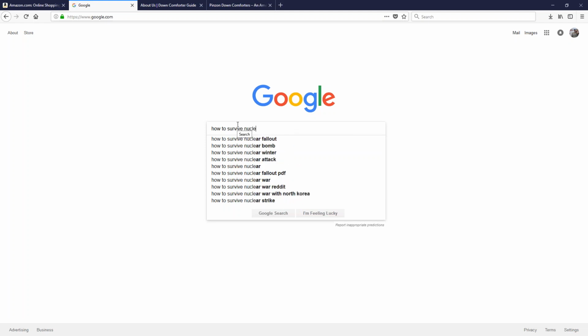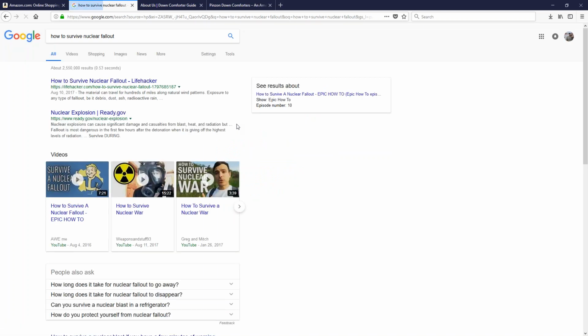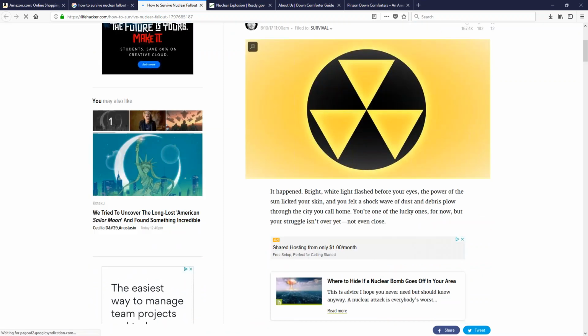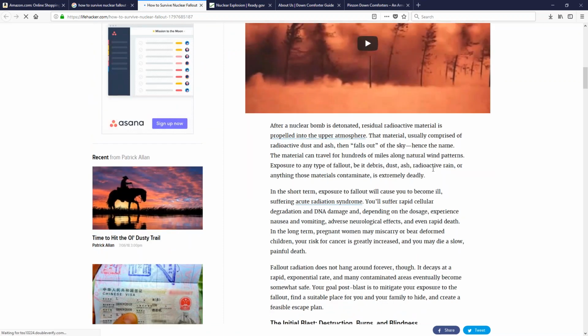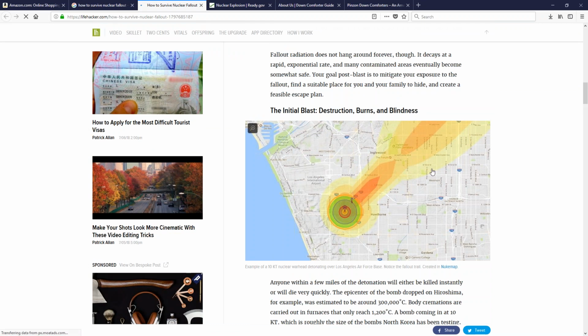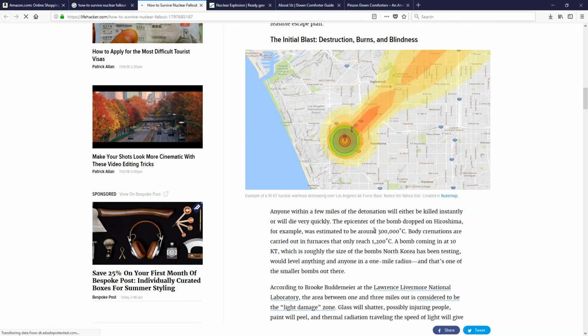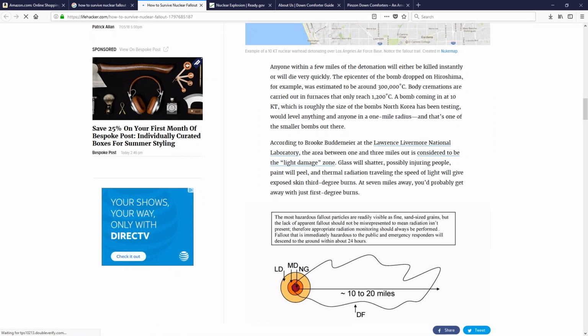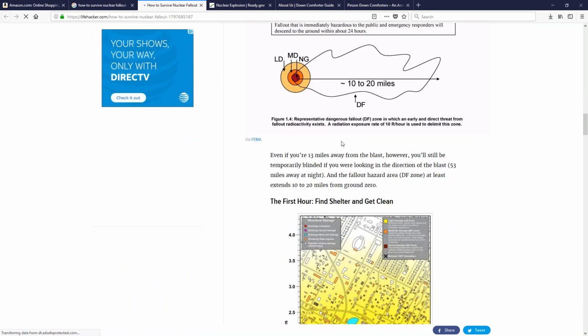So I could just search for some general information on how to survive nuclear fallout. And essentially, what I'm looking for here is not just one way or one suggestion of how to do this. I'm looking for multiple ones. So, what are people suggesting in terms of survival strategies for this? I'm not looking to tell people how to survive the bomb. I'm telling people how to survive the fallout.